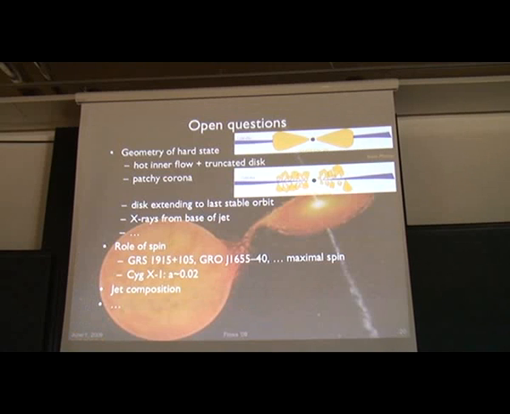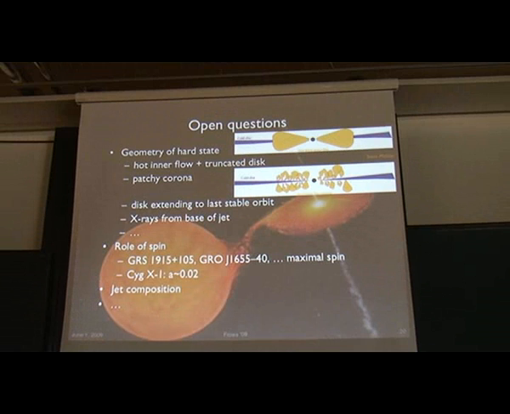And just to finish off, a lot of people have already talked about open questions, and I think one of the big open questions is exactly what happens here in the center. Stefan also had that question mark here. What exactly goes on here during the hard state? It could be any one of these things for now, maybe more. And spin is also a very important thing. 9015 and 6055 all exhibit maximal spin. Cygnus X-1, for example, only exhibits a spin of about 0.02, and so on.